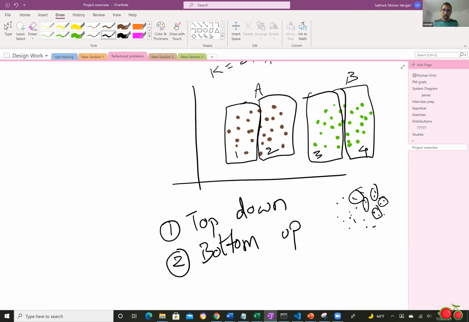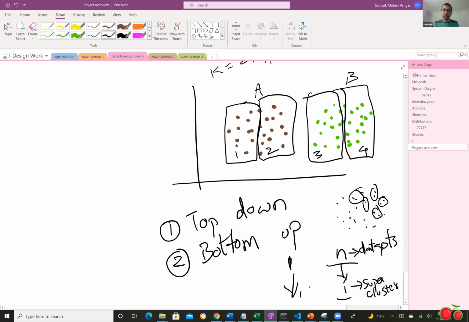Here, if n is the total number of data points that I have, it will start with each individual point and go all the way up to one super cluster. This is the bottom-up approach. It starts with n, goes all the way to 1. Top-down starts with 1 and goes all the way to n data points, where each point is split into its own cluster. Make sense?